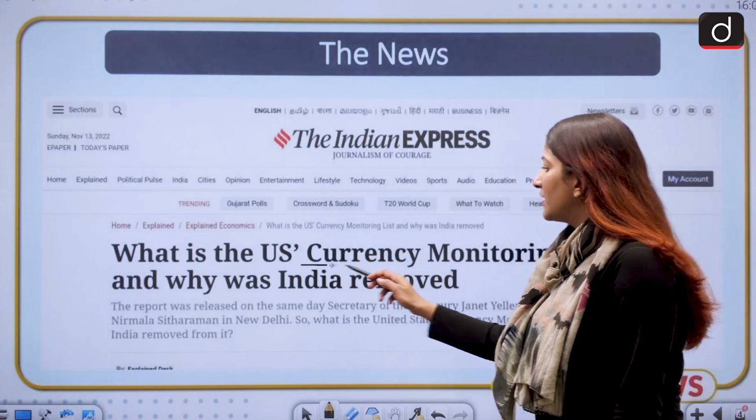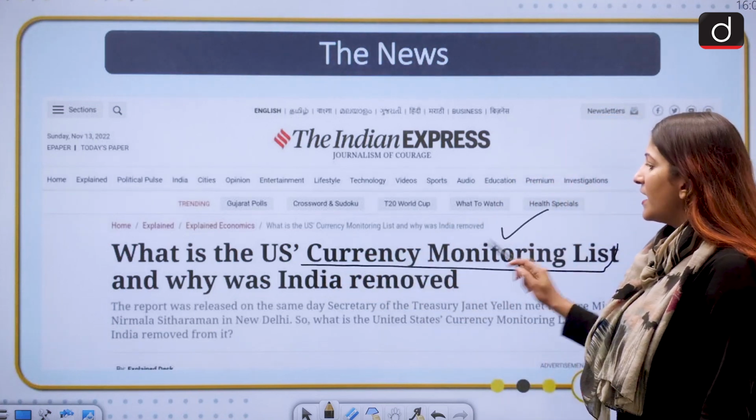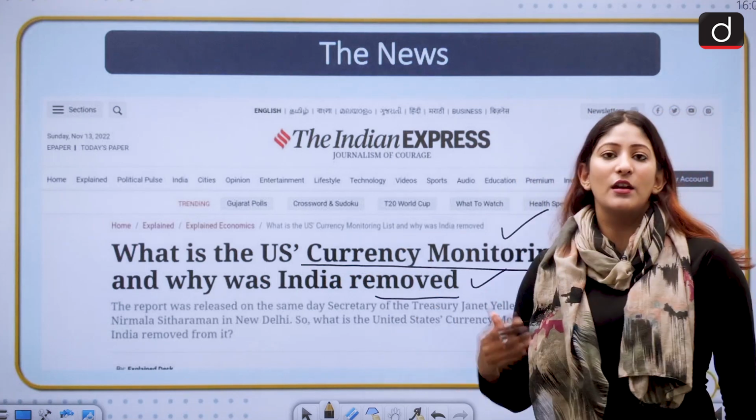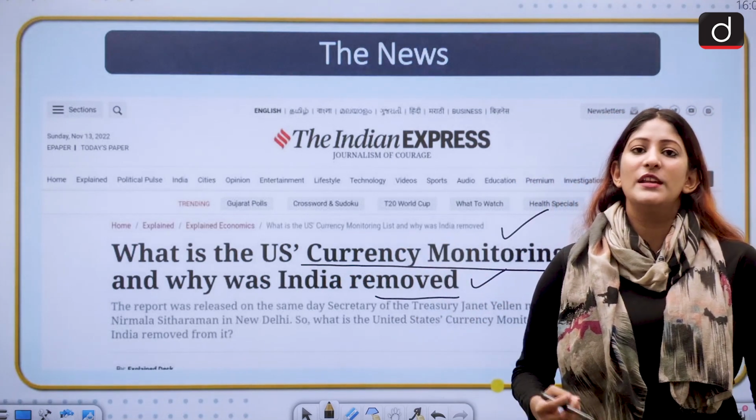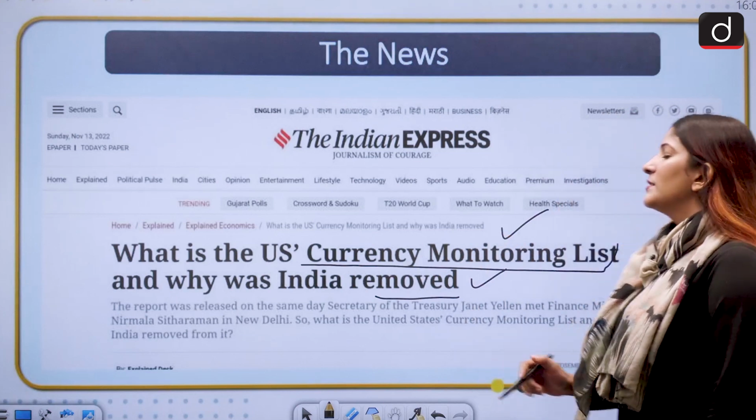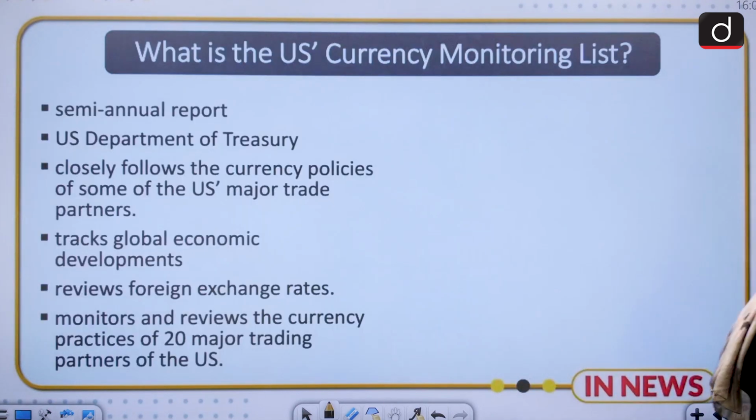What is the US currency monitoring list? We will talk about this and why India was removed, and what is going to be the impact of it. Everything will be discussed. The trade relations and economic relations will also be discussed.